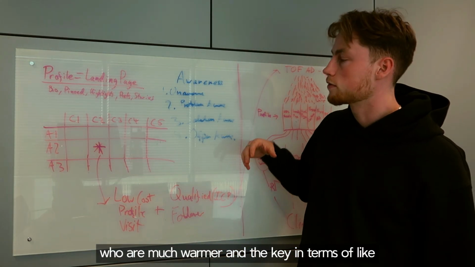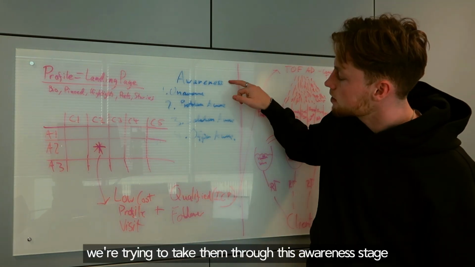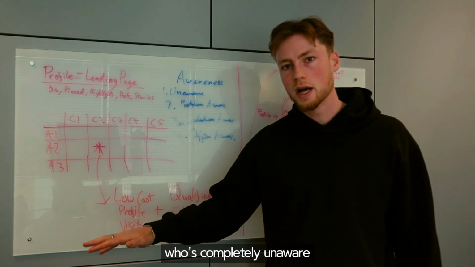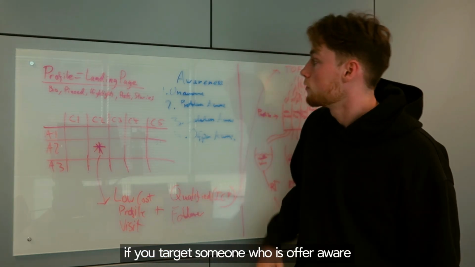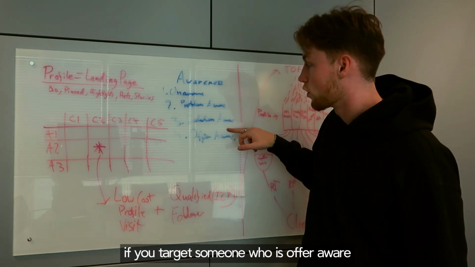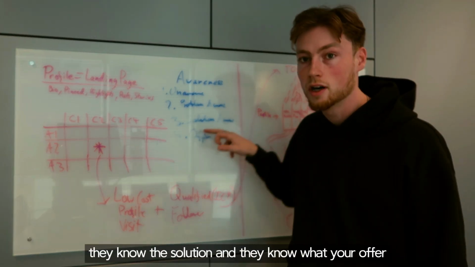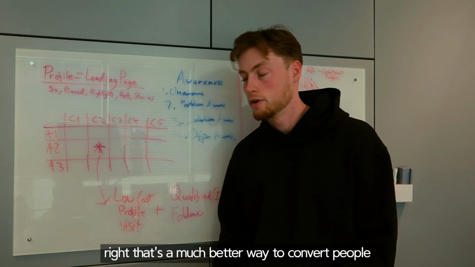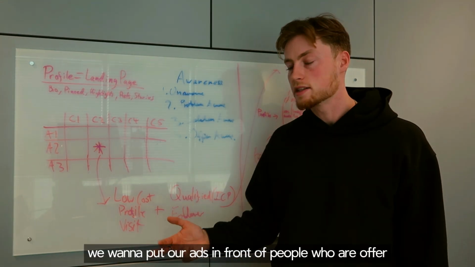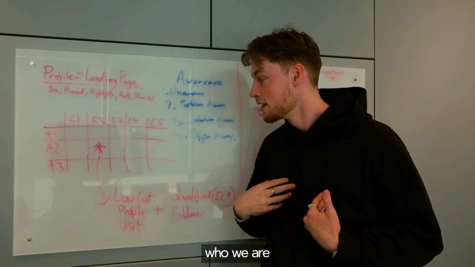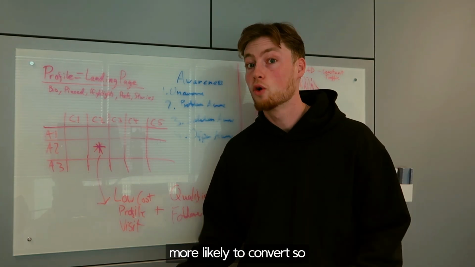And the key in terms of how warm a lead is, is we're trying to take them through this awareness stage. Okay, if you target someone with an ad who's completely unaware, the chance they convert is very low. If you target someone who is offer aware, in other words, they already know the problem, they know the solution, and they know what your offer is, that's a much better way to convert people. So ideally, we want to put our ads in front of people who are offer aware, who know what we do, know who we are, and know how we help people, because they're more likely to convert.